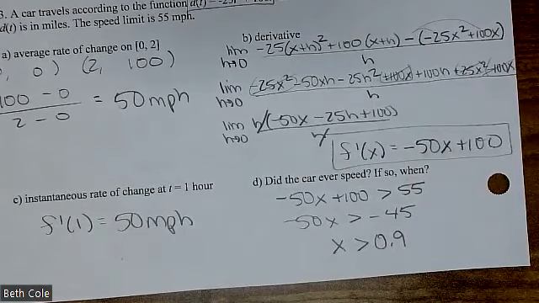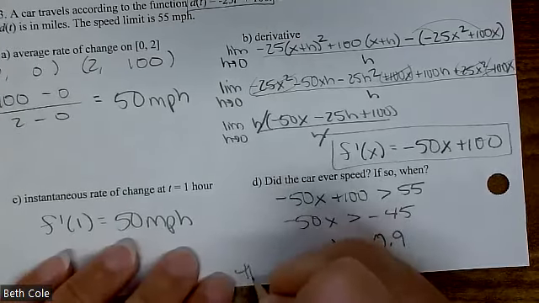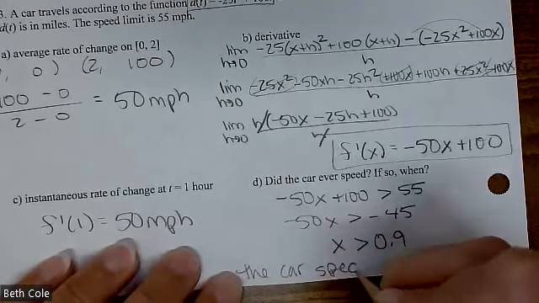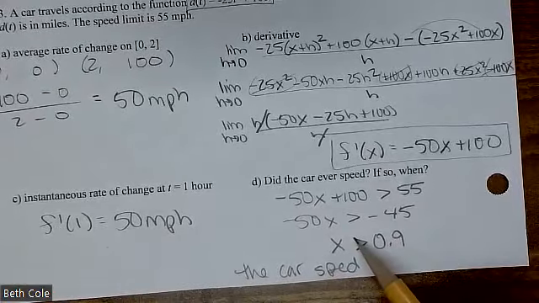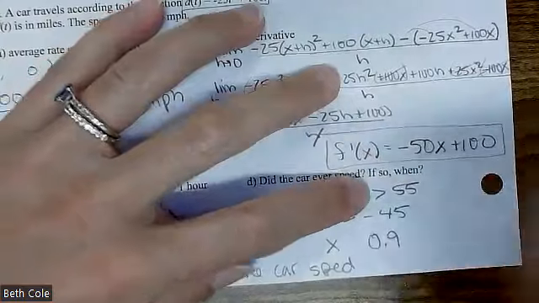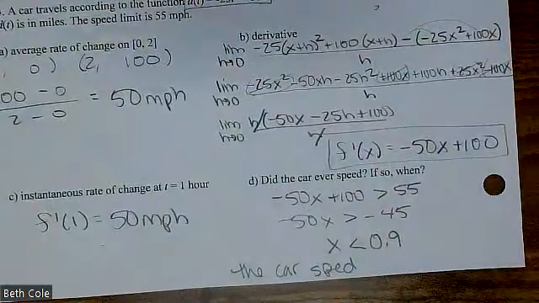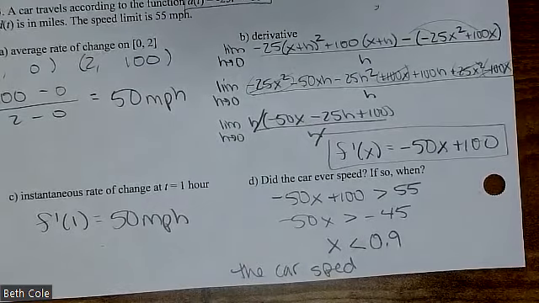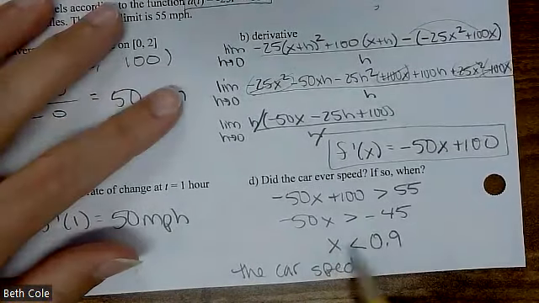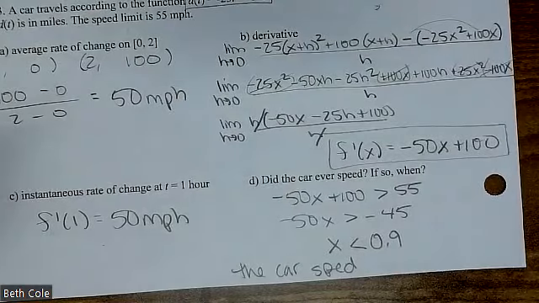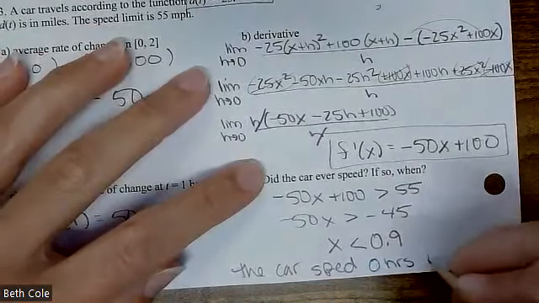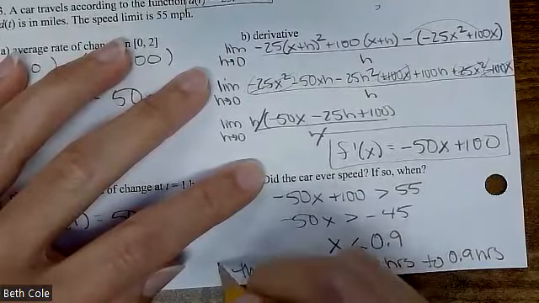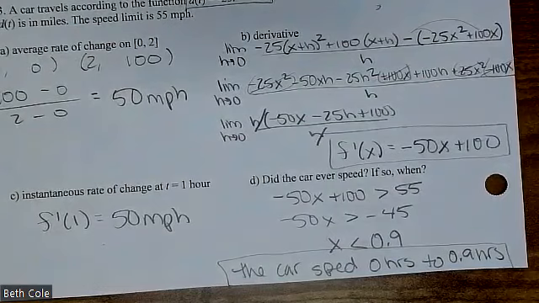So did the car speed? Yes. At what times did the car speed? The car sped when? Oh, I didn't flip it around. Yeah, I said it. I'm sorry. That's why you guys are all staring at me. The car did speed. I said flip it around, and then my hand didn't write it. It sped when times are what? Now you can't go negative, so the car sped from 0 hours to 0.9 hours. It's just after that, it slowed down enough that it averaged out to being below the speed limit. Do you see what I'm saying there?